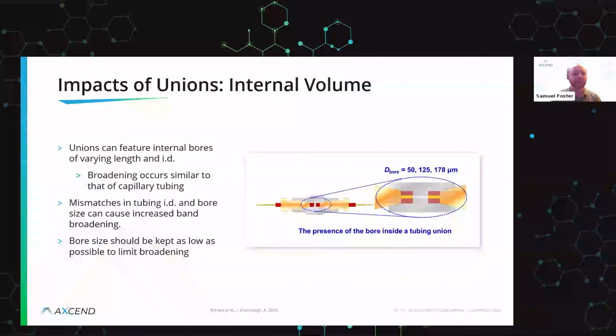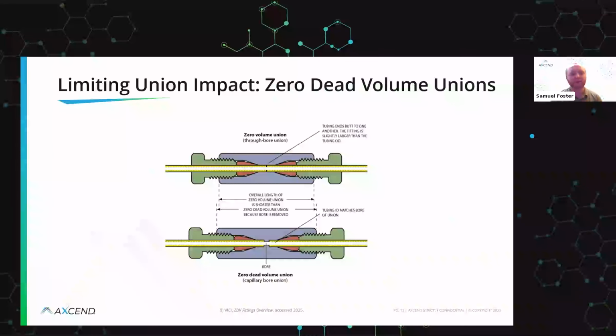Now, this is only for unions that have an internal bore. If we look at some of these other unions, there are zero dead volume or zero volume unions. So in zero volume unions, you have two lengths of tubing with identical inner diameters, and you press them perfectly flush against each other, resulting in no void volume between the two.